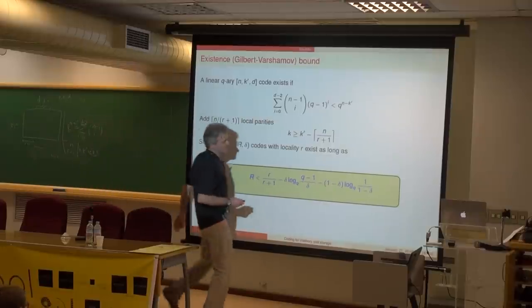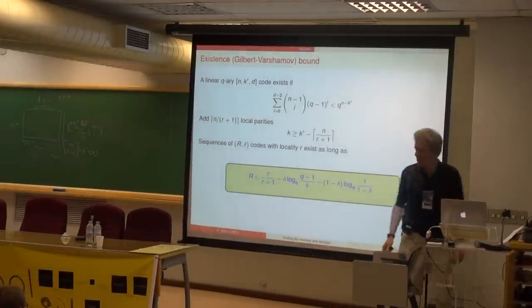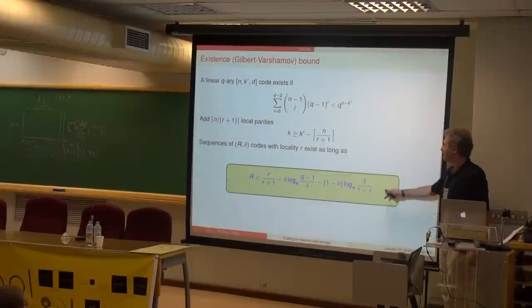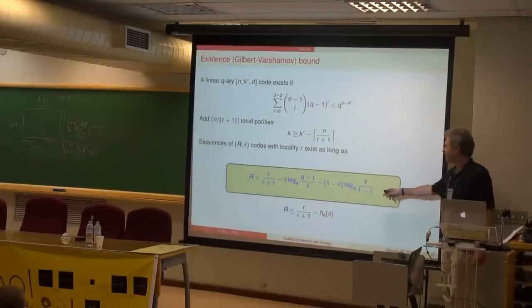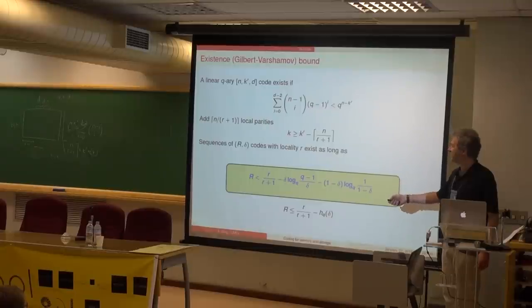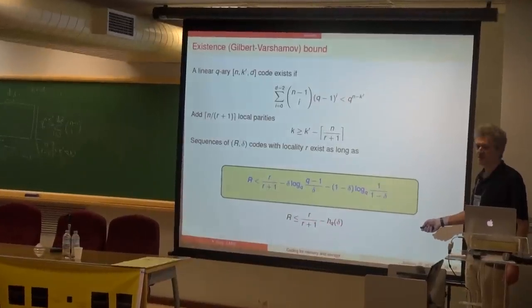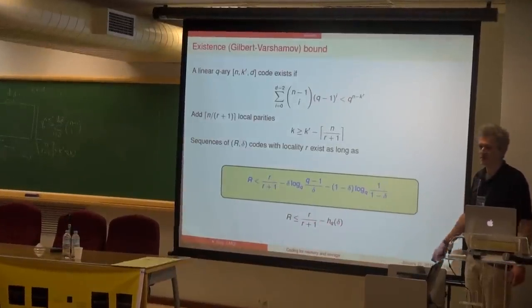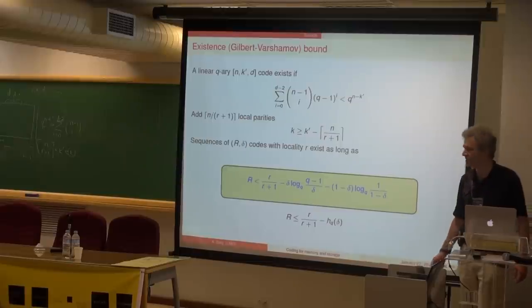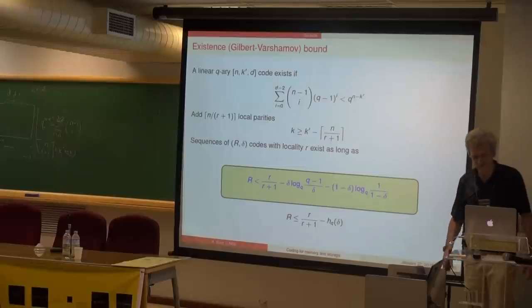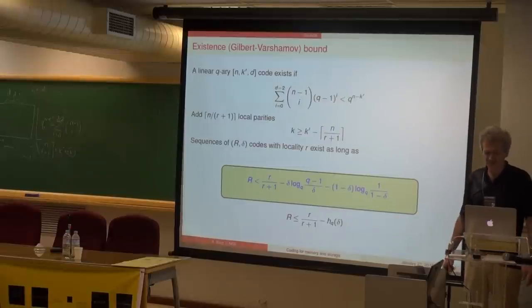And this is the formula written here, hopefully. The GV bound is often written in an asymptotic way. So from k we go to k over n and denote it by R. From d we go to the relative distance delta. And so we would have 1 minus the entropy of delta, but now we have R divided by R plus 1. So this is slightly inferior. And if you want to get rid of the entropy, then this is the explicit formula. So that's it for the bounds.